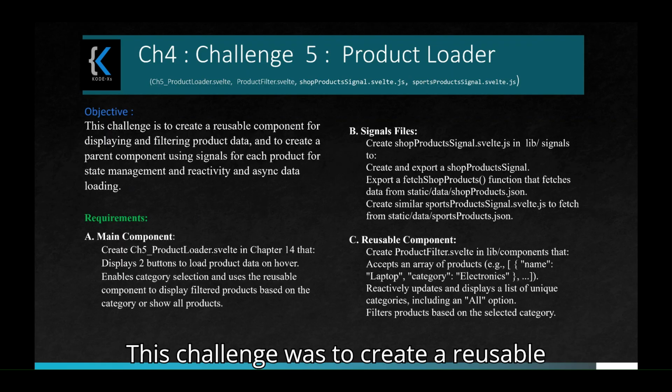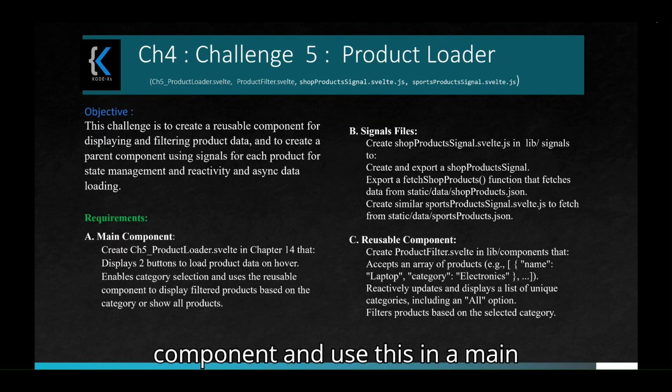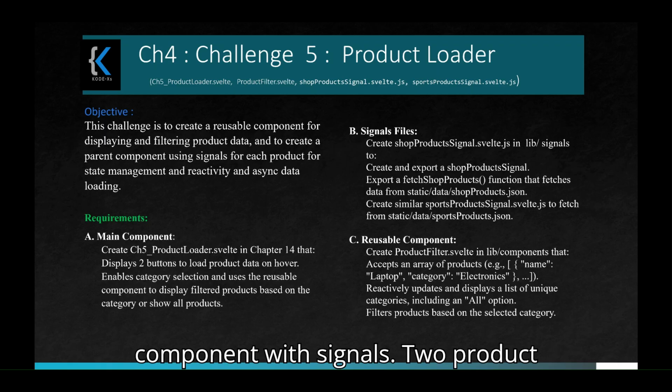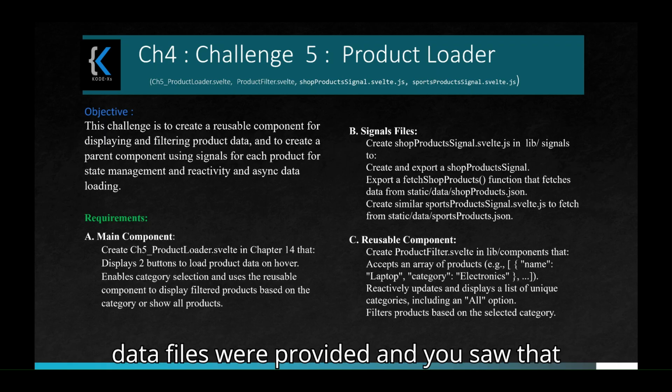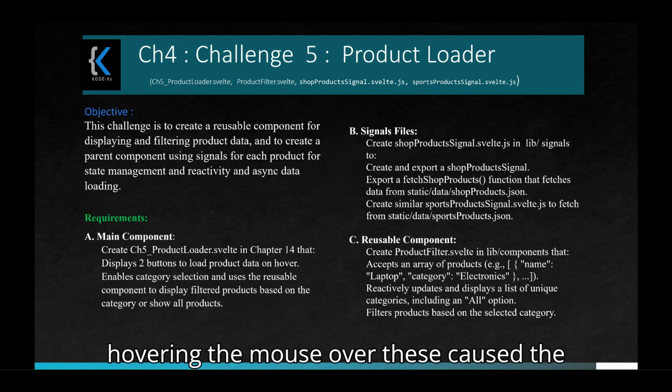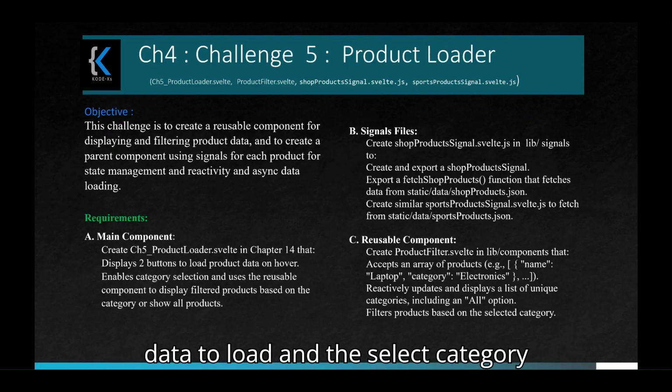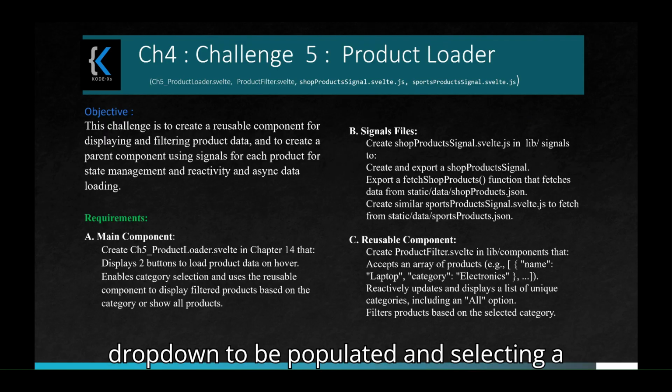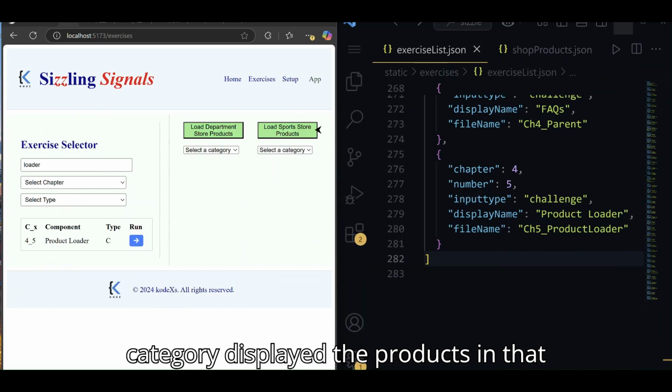This challenge was to create a reusable component and use this in a main component with signals. Two product data files were provided. And you saw that the main component had two buttons, and hovering the mouse over these caused the data to load and the select category drop-down to be populated, and selecting a category displayed the products in that category.